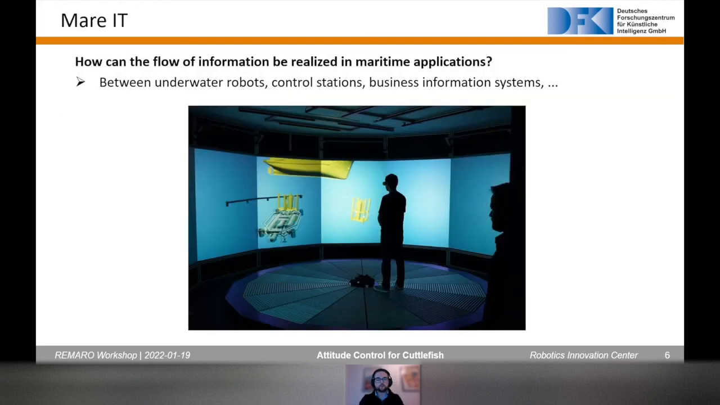Let me say just a few words about the project where this was developed. The Cuttlefish was developed in the project Mara IT, and the core idea of Mara IT was actually not to build this AUV. This was more of a necessity, but the core question was how the flow of information can be realized in maritime applications, especially now advancing to the digital age.